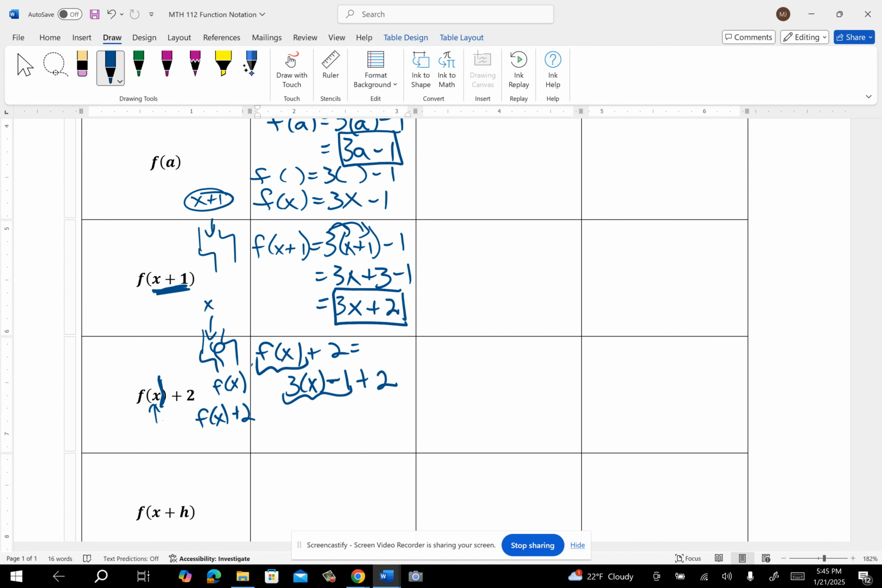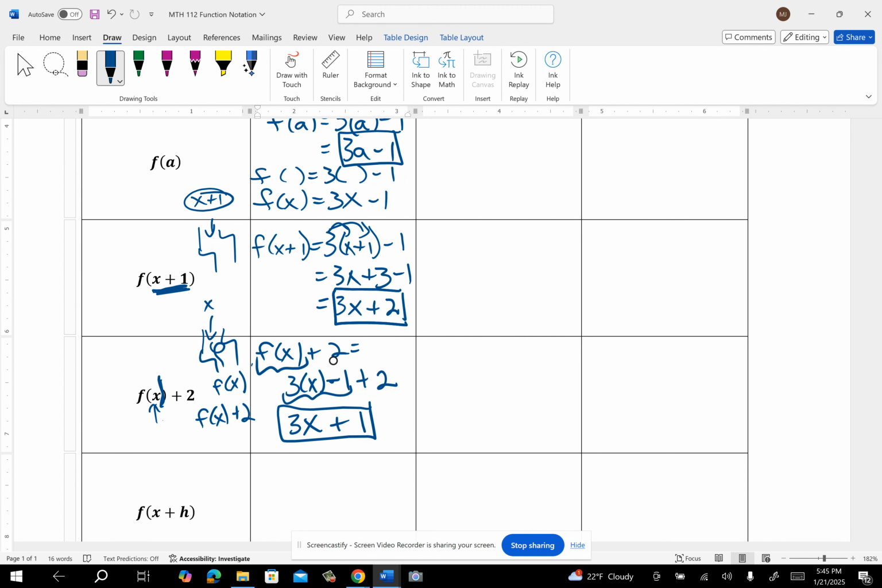Please work hard to make sense of this. What I have to do in section 2.6 is really hard to explain unless you can read the function notation and understand what it's trying to tell you to do. All right, so on this one, the 3x could just be written like that, and then negative 1 plus 2 would be plus 1. My final answer would be 3x plus 1.